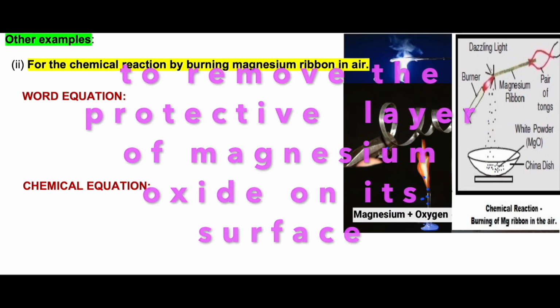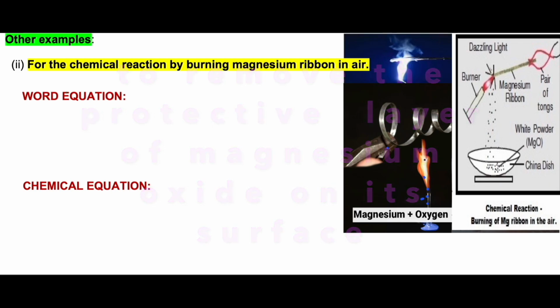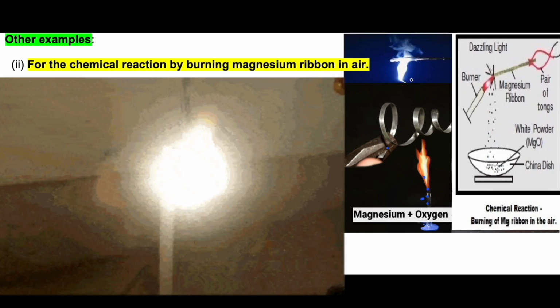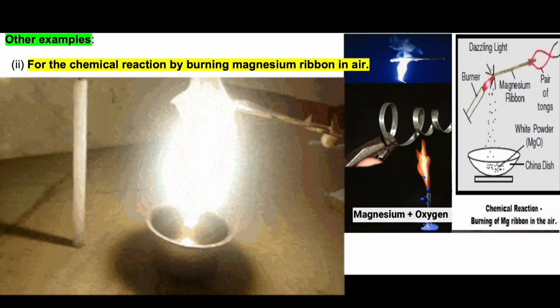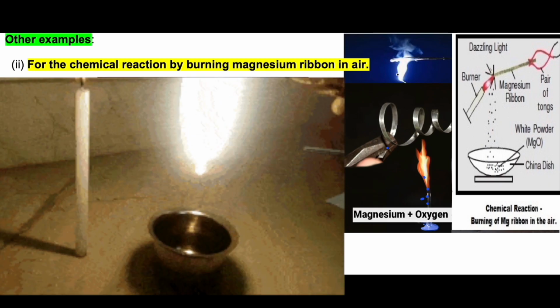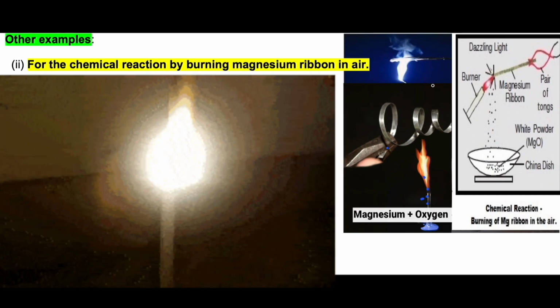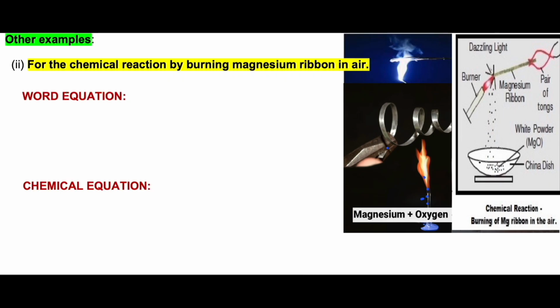It is observed that magnesium ribbon burns with a very dazzling white bright light, and a white powder of magnesium oxide is formed. This dazzling white bright light can be harmful to the eyes, so it should be kept as far away as possible, and one should wear eye protection while doing the experiment.